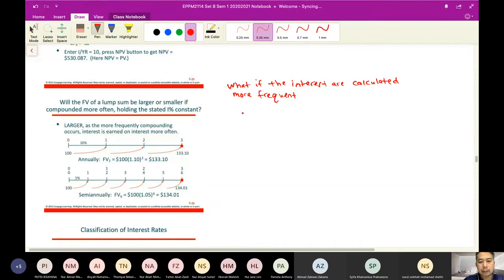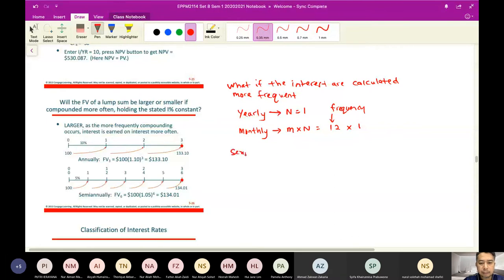What does it mean? Let's say it is yearly, so n is equal to 1. If it is monthly, the formula will be m equal to n times the frequency. So monthly will be 12 times 1. This is the frequency. Okay, frequency.